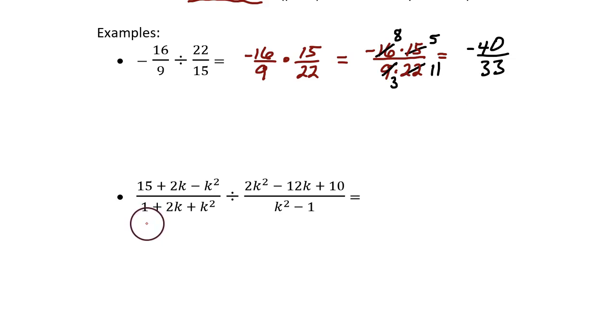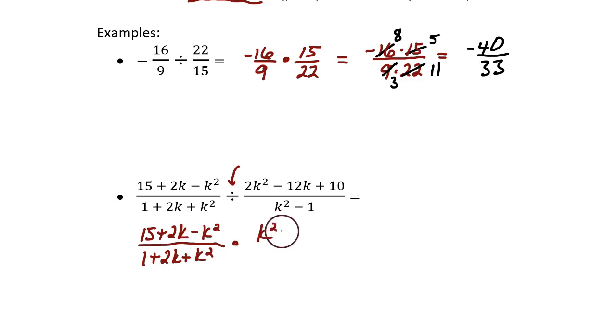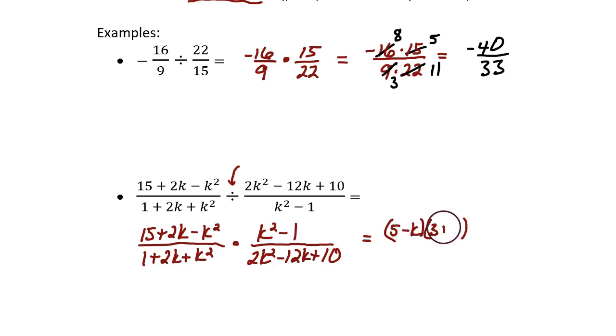Let's try the next example. Here we have division. We can apply the same rule, change to multiplication, and take the reciprocal of that second fraction. That allows us to rewrite the problem like this. Now factor all polynomials. This trinomial factors using the double parenthesis pattern. 5 times 3 is 15. And putting a negative k here and a positive k here will make the negative k squared. And the outer and inner products combine to positive 2k.